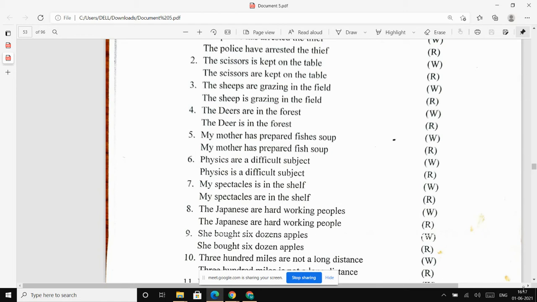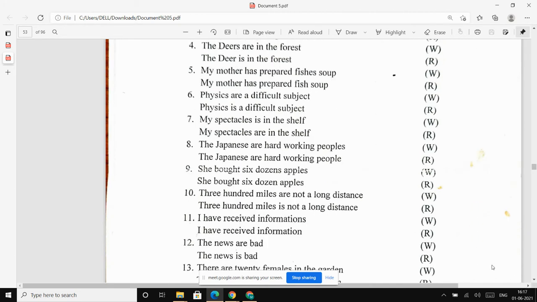She bought 6 dozens apples. So with the numerical term we use dozen, not dozens. She bought 6 dozen apples. Apples we have plural but not the dozens. 300 miles is a singular unit. So 300 miles are not a long distance is wrong. 300 miles is not a long distance is the right sentence.